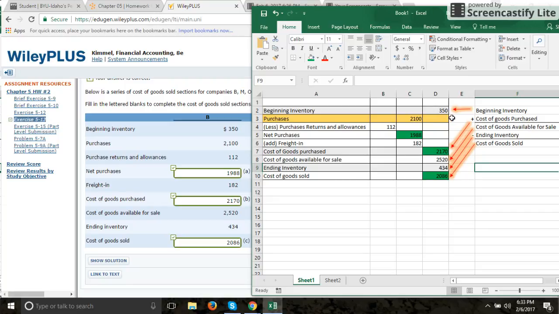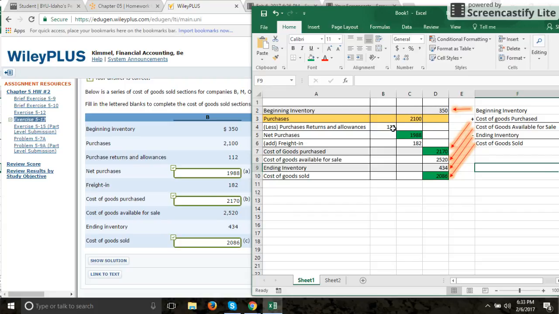So on December 31st, 2016, the total inventory available was 350. Then throughout the year, you're going to make purchases of product. Like for us, we're buying lots of threads all the time. So they made purchases of 2,100.